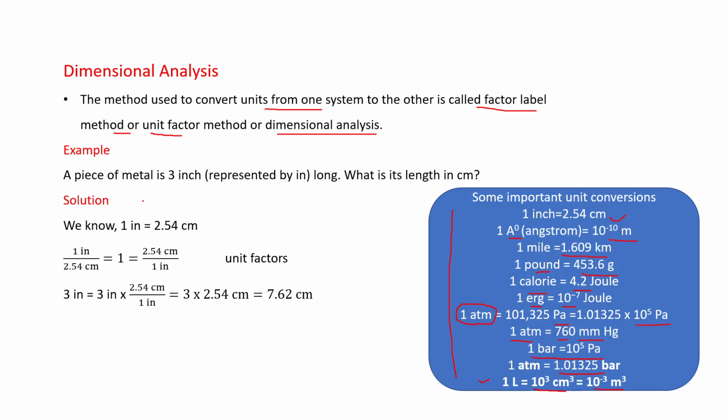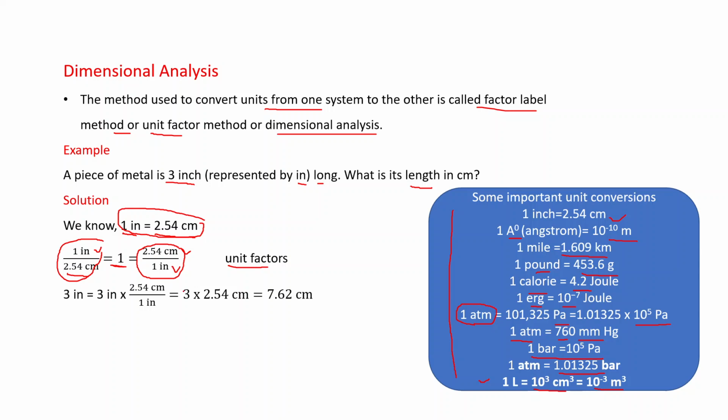Now, see some examples. A piece of metal is 3 inch long. Inch can be represented like IN. What is its length in centimeter? Now, using dimensional analysis, as we know, 1 inch is equal to 2.54 centimeter. This relationship can be written as 1 inch divided by 2.54 centimeter equals 1, and you can also write 2.54 centimeter divided by 1 inch, and both of these terms are equal to 1. That's why these two terms are known as unit factors.